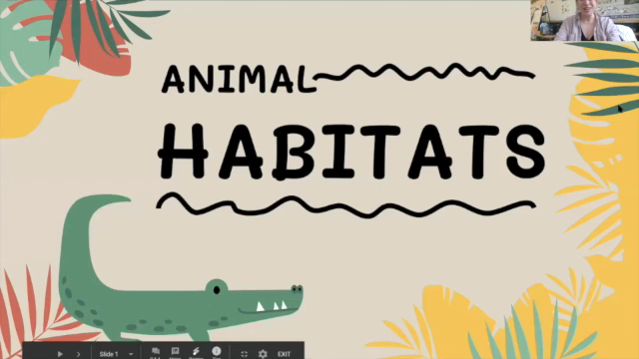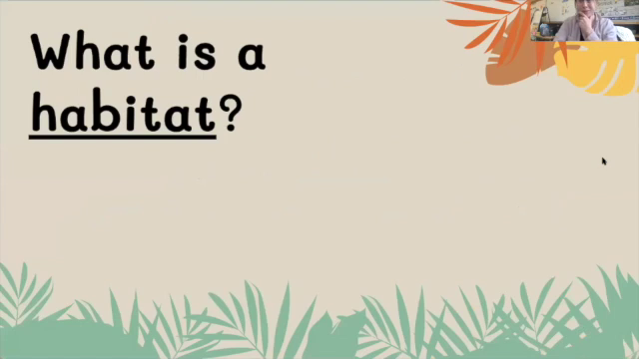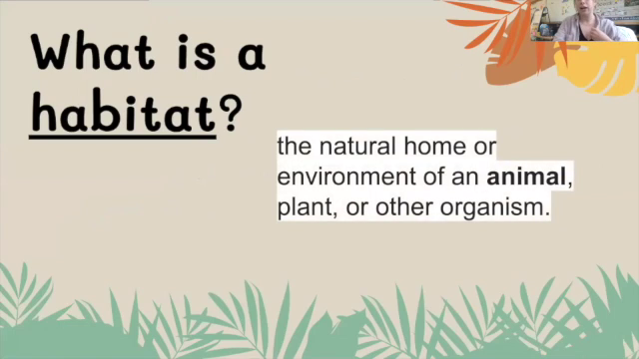So let's get started. What we have here is your animal habitat lesson. And you might be wondering, what does she mean by animal habitat? What is a habitat? A habitat is the natural home or environment of an animal, plant, or other organism. So we could have done this project for plants as well, but I bolded animal because I want you to remember this is just going to be an animal habitat project. But you might learn about plants while you're doing your research.